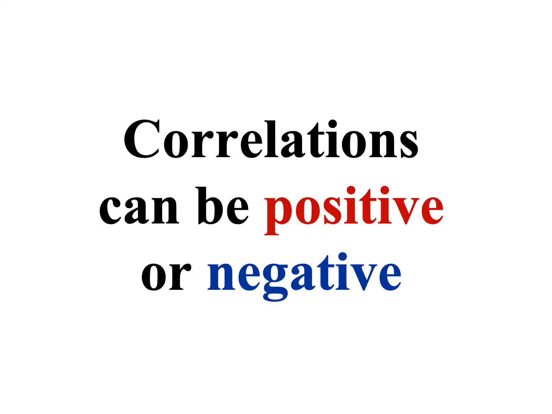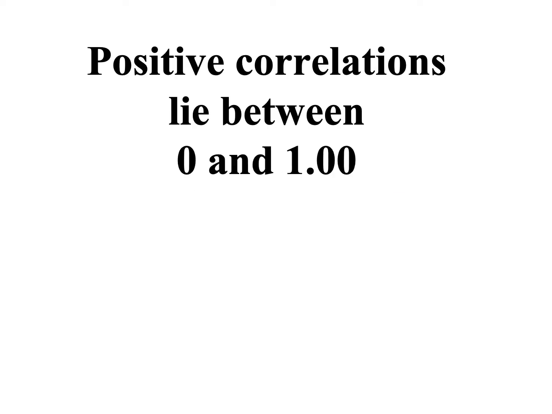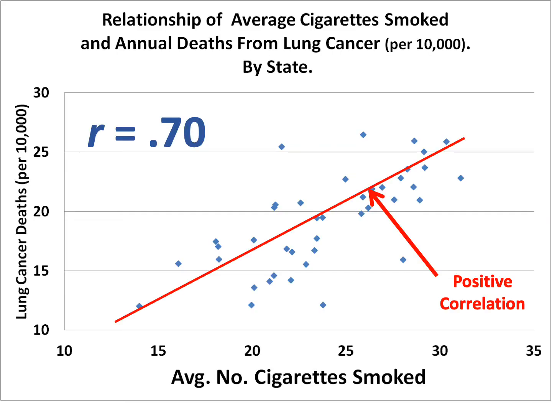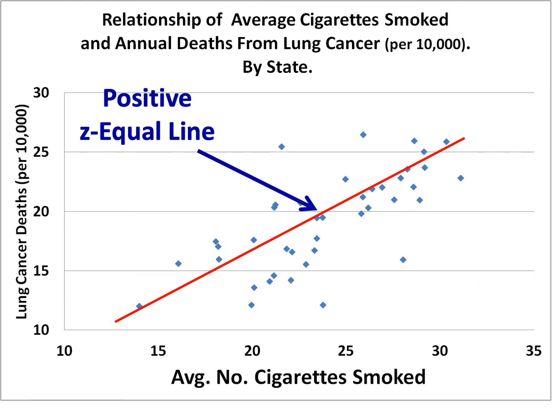Correlations can be positive or negative. Positive correlations always lie between 0 and 1. If two variables are positively correlated, we can plot them on a scatter plot and draw a line that shows the general trend in their relationship. The line goes up from left to right. That is, it has a positive slope. The line that shows the trend is the positive z equal line.